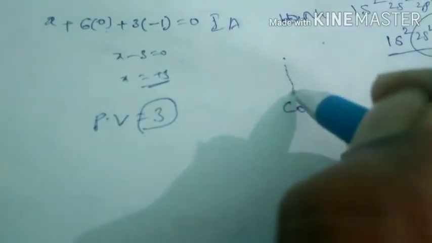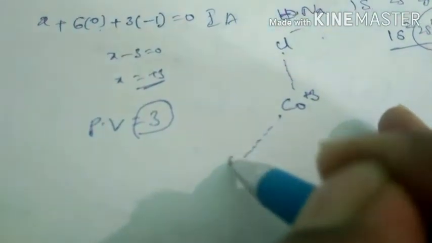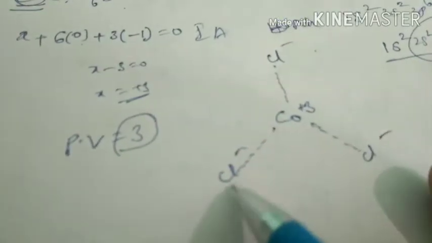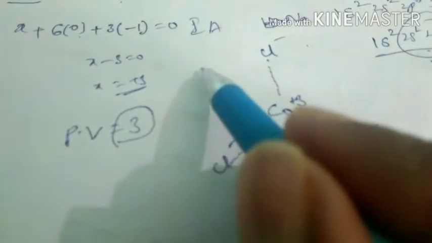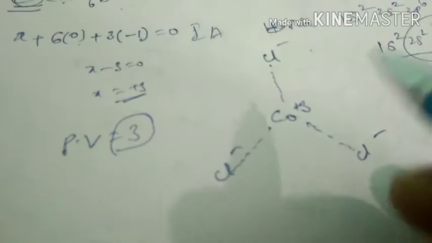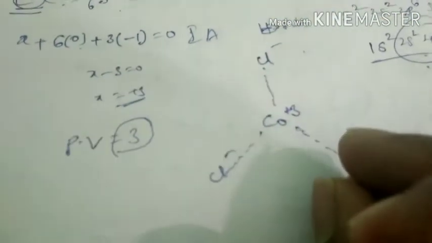So that we can draw the structure like this: Co plus 3, Cl minus, Cl minus, Cl minus. You can draw this Cl minus in any manner, like this or here. There is no specific diagram for that.